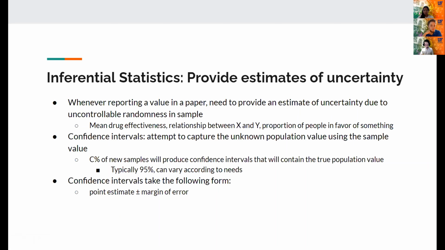So confidence intervals are made up of two components primarily. You have your point estimate, which is just the value you obtain from your sample, plus or minus your margin of error, which provides the width of the interval.